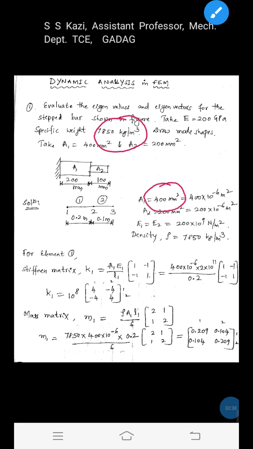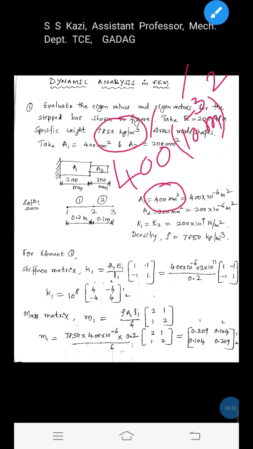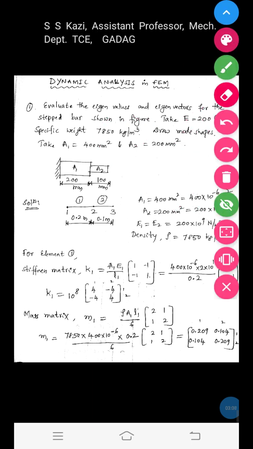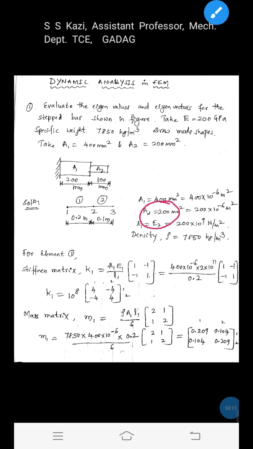Area given is 400 mm square. Now convert it into meter square. How do you convert? I hope you know how to convert the mm square to meter square. What is 1 mm? 1 mm is 10 raised to minus 3 meters, whole square. You will get 400 into 10 raised to minus 3 whole square, which is 10 raised to minus 6 meter square. You will get 400 into 10 raised to minus 6 meter square. Likewise, the 200 mm square area of element 2 can be written as 200 into 10 raised to minus 6 meter square.